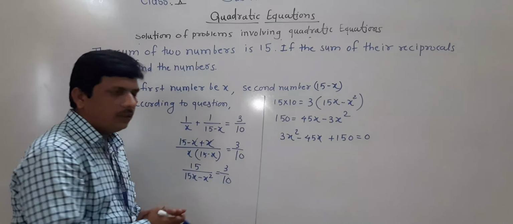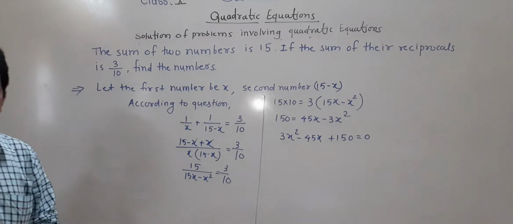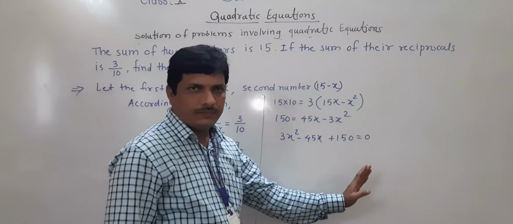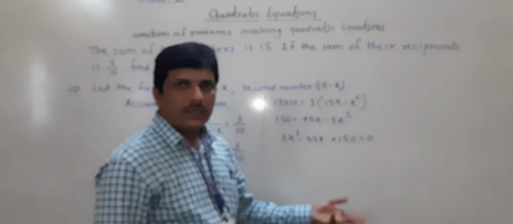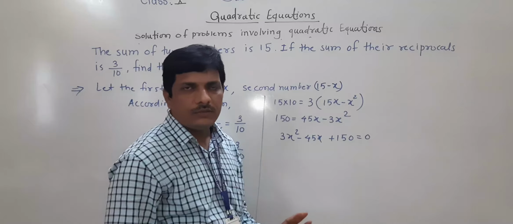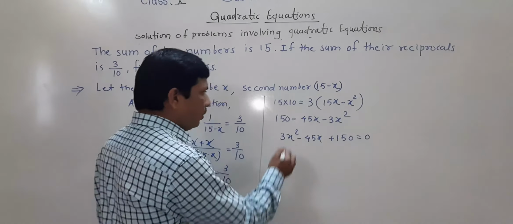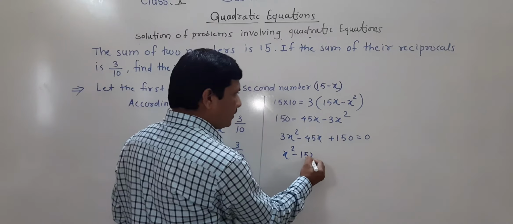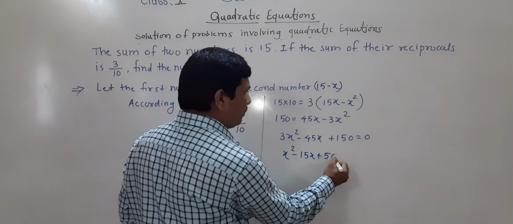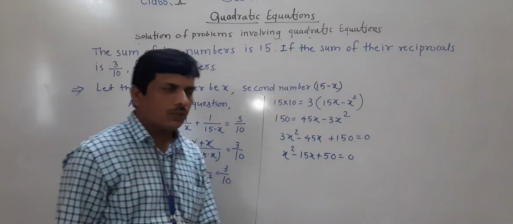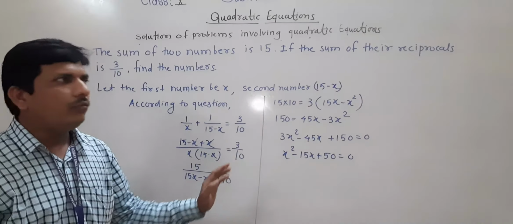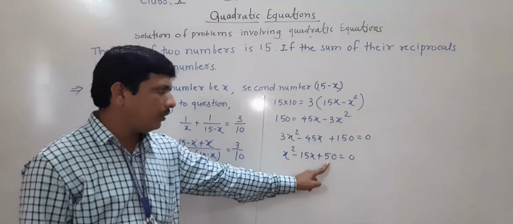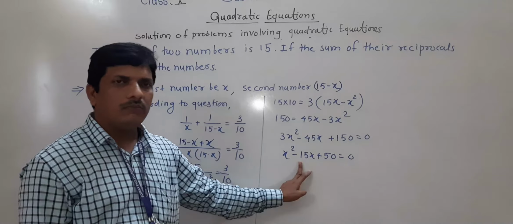Which we have taken in the form of ax square plus bx plus c, the standard form. Okay, so now see, all the three terms are divisible by 3. So if you take that, it will be easy to find out the factors. So x square minus 15x plus 50 is equal to 0. Okay, so we have a quadratic equation and that we need to factorize. So factors of 50 we have to find out in such a way that the sum should come minus 15.